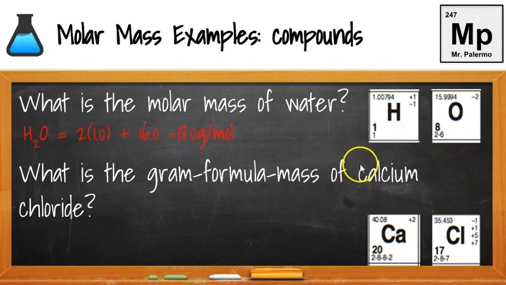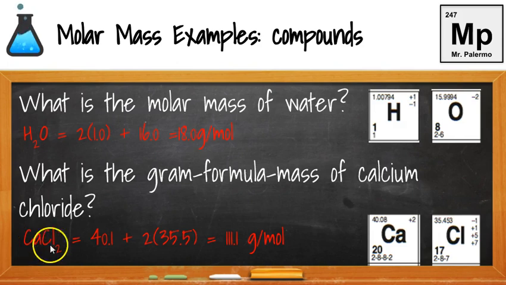What is the gram formula mass of calcium chloride? Well, calcium chloride is CaCl2. So 1 calcium is 40.1 grams to nearest tenth. And then we have 2 chlorines. Each one is 35.5 to nearest tenth. So 35.5 times the 2 chlorines I have, plus 40.1 for the 1 calcium, gives me a gram formula mass, or molar mass, of 111.1 grams per mole. So if I had 1 mole of calcium chloride, the mass would be 111.1 grams. And that's something that I could mass on a scale in the lab.